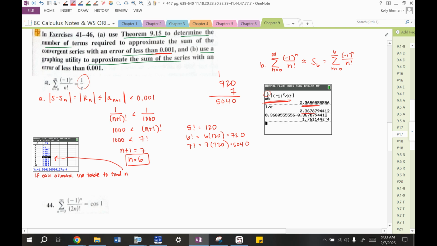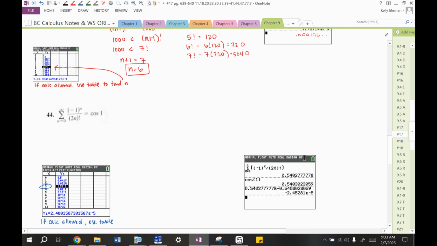And I just took a minute to check, do I get something that's smaller than 0.001 if I subtract my approximation and the actual value? And yeah, I get 0.000176. So this is the error. And we're good.